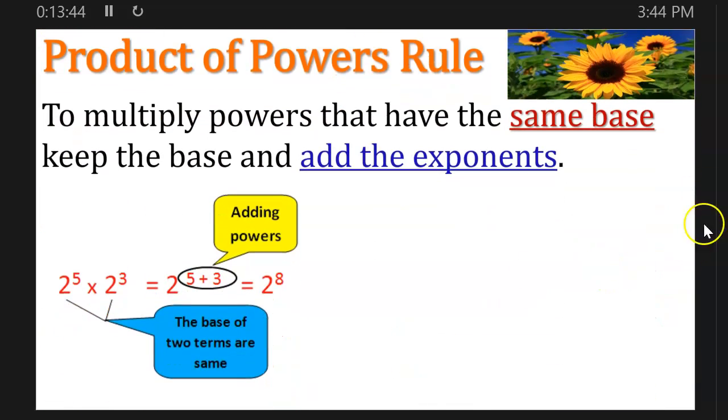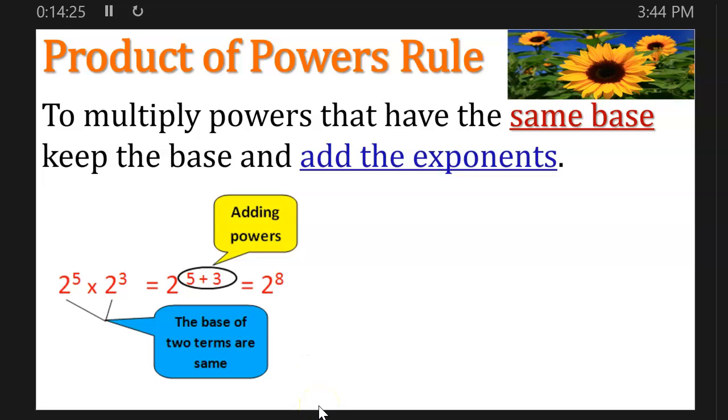Okay, now let's look at the product of powers rule. So this is the rule that tells us how to multiply numbers that have exponents with the same base, okay? Now this only works if the bases are the same, okay? So if I had a problem here that said 2 to the 5th power times, I don't know, 4 to the 3rd, that would not be the same base, so this power rule would not work, okay? So the product of powers rule states that to multiply powers that have the same base, keep the base, and simply add the exponents. So yes, we are multiplying these numbers, but yet we're adding the exponents to get our answer.